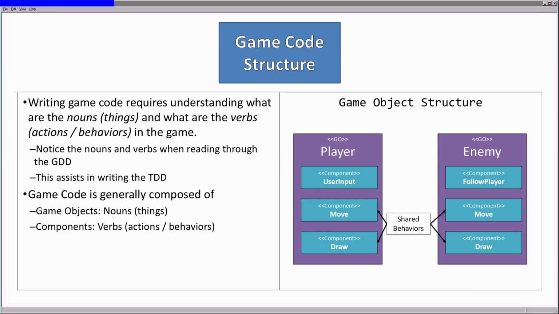Writing game code requires understanding what are the nouns, the things, and what are the verbs, the actions and behaviors in the game. One way we could start doing this is by noticing the nouns and the verbs when we are reading the game design document. By categorizing the nouns and the verbs, this assists in creating the technical design document. Game code is generally composed of game objects, the nouns and things, and components, the verbs and actions and behaviors. This becomes the foundational structure of games.